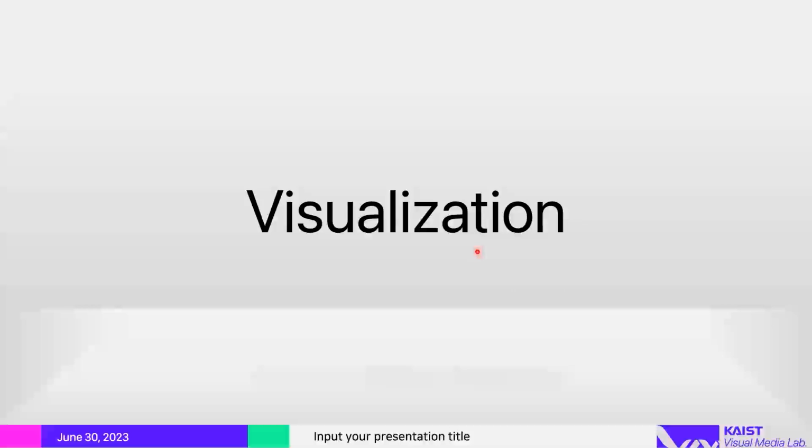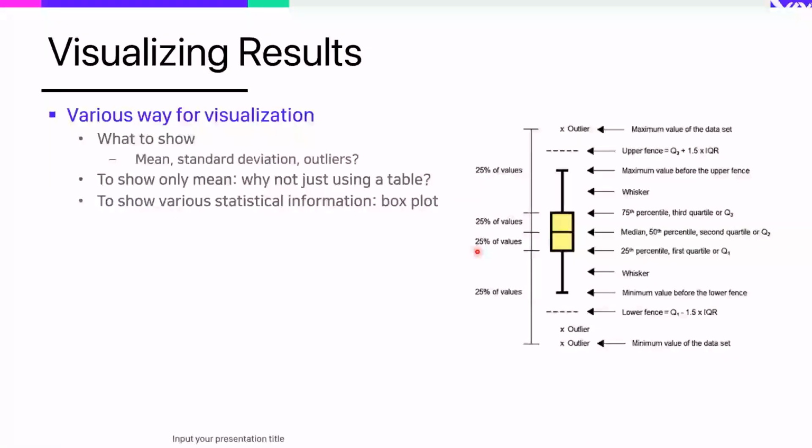And let me just briefly talk about visualization. There are also various ways to visualize the results related to this statistical analysis, and you might want to consider what to show. Do you want to show just a mean, or also standard deviation, outliers, etc.? If you're only going to show the mean, we often use a bar chart, but some reviewers might think this is not good enough. Like, why don't you just use a table instead if you're just going to show the mean? And I kind of agree with that. So if you want to show something more than that, then using a visualization method such as a box plot would be much better than a naive bar plot.